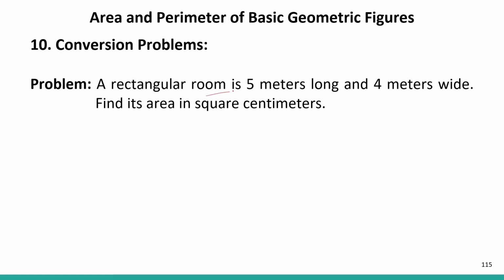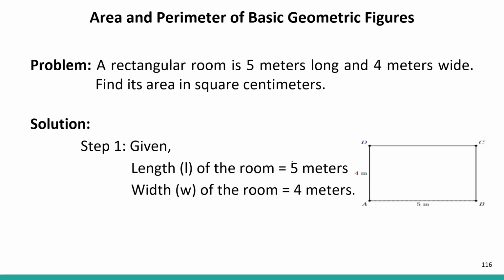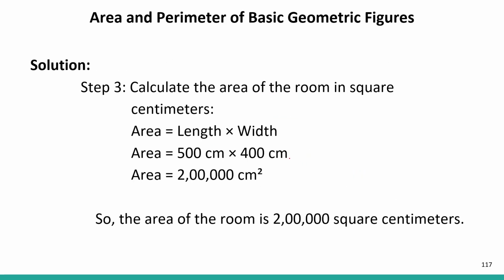So a rectangular room is 5 meters long and 4 meters wide. Find its area in square centimeters. Okay, so length is equal to 5 meter, width is equal to 4 meters. So area will be equal to 2 lakh centimeter square. So the area of the room is 2 lakh square centimeter. Okay, that is what we have right now.